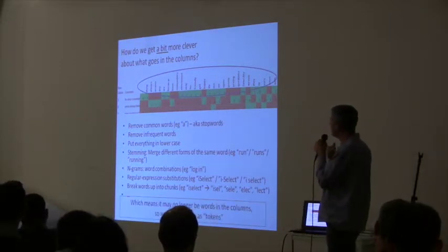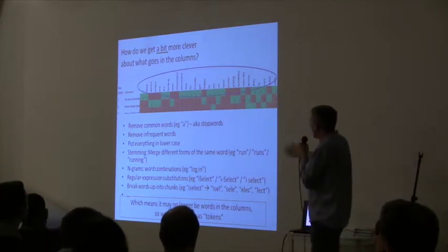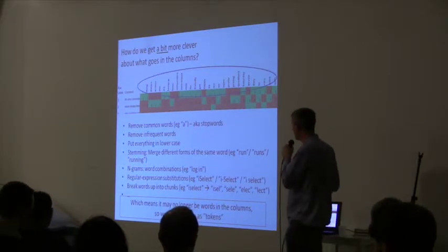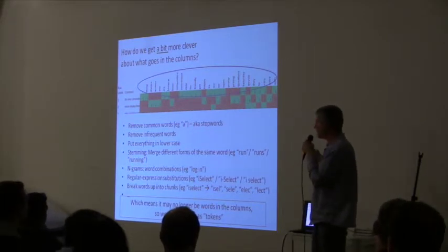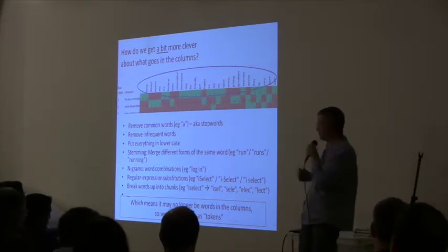What this means is that we're no longer talking about words. I keep saying words in the columns, but they're no longer words because we've cut them up, we've put a few things together, we've done lots of things. So they're more commonly known as tokens. The things that we talk about are tokens. It can be anything.